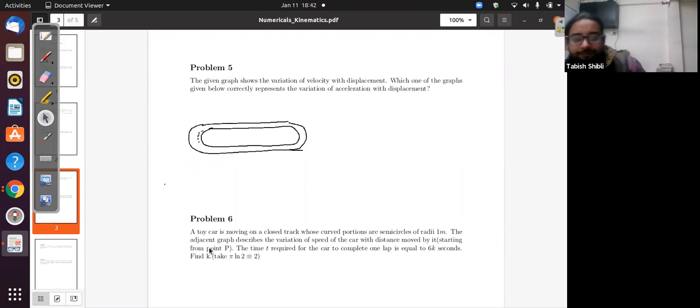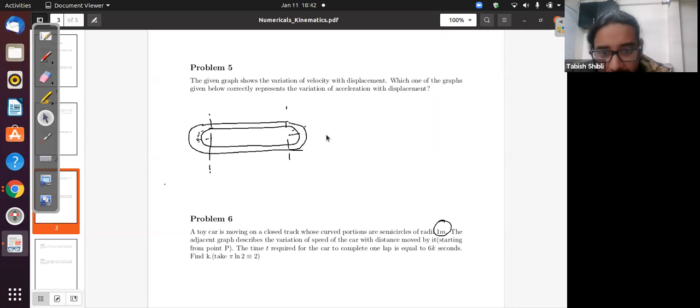Lovely. So a toy car is moving on a closed track. This is what the closed track looks like. The radius of this semicircle, both the semicircles are equal, and it's given to be 1 meter. So both these radii are 1 meter. I need to give you the graph of the variation of speed.